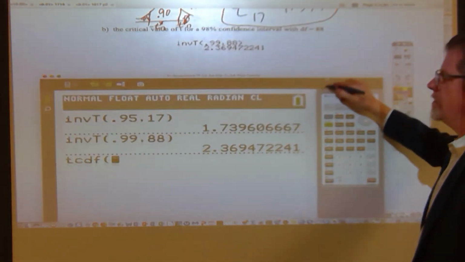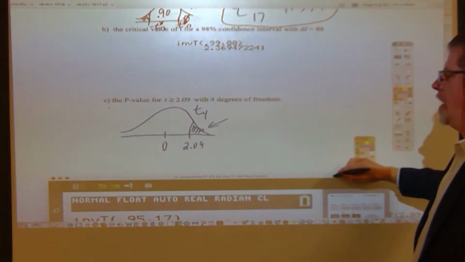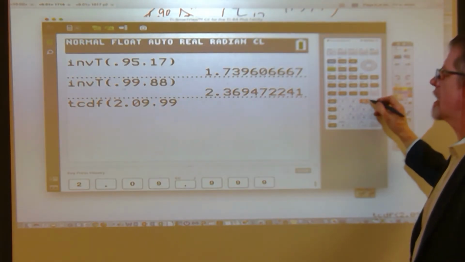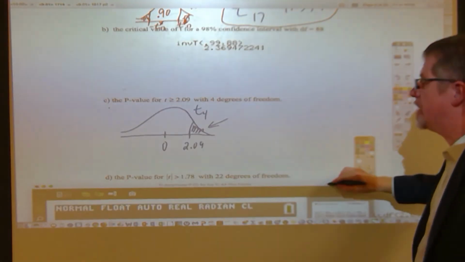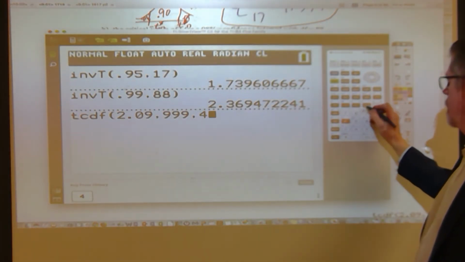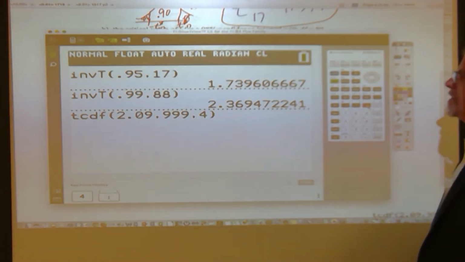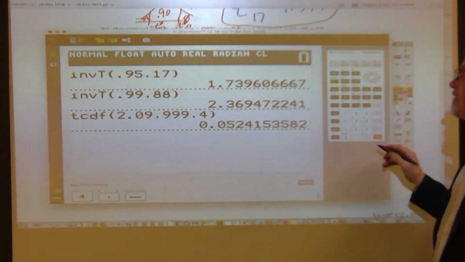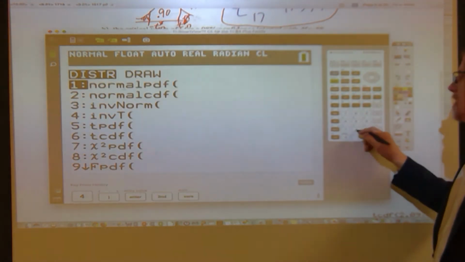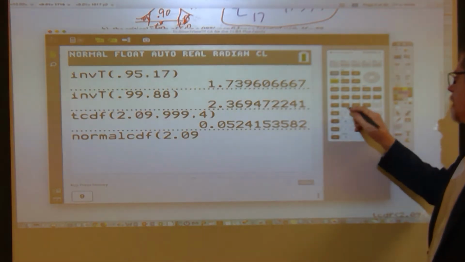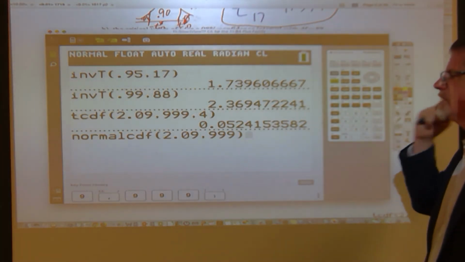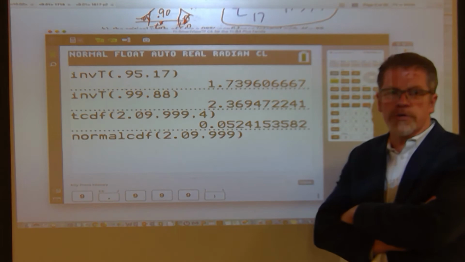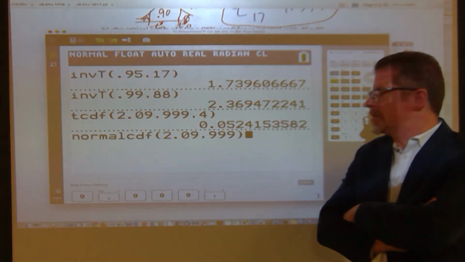And it works just like normal CDF. We need to give it the low and the high. So it's 2.09, comma 999, comma degrees of freedom, which is 4. And that will make the adjustment for the small sample size. In fact, notice how that compares to normal CDF of 2.09, comma 999. Before you press enter, let's think about this. Is this going to be a bigger number or a smaller number, based on what you know about these things?